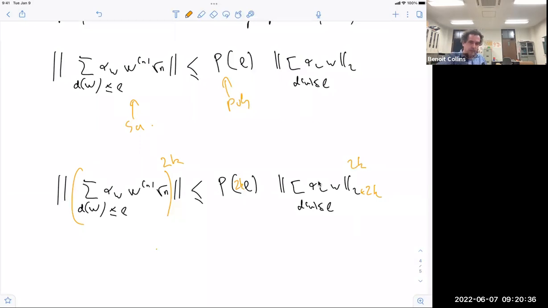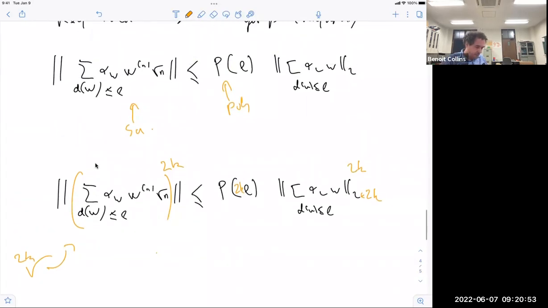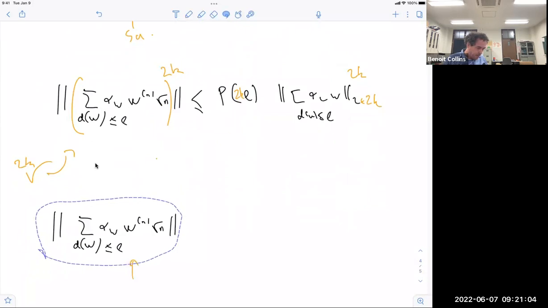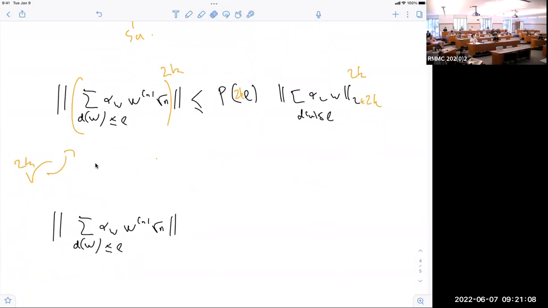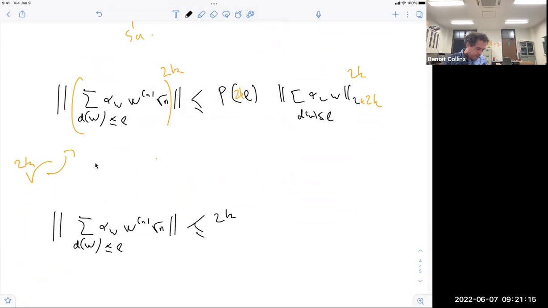And now I have this inequality here, and if I take the 2k-th root of the above, since here I have an operator norm, this is multiplicative, and I obtain that this thing here is less than the 2k-th root of p_2k(L). And here, I could just bound this by the L infinity norm of the limit sum of alpha w, with the L infinity norm.